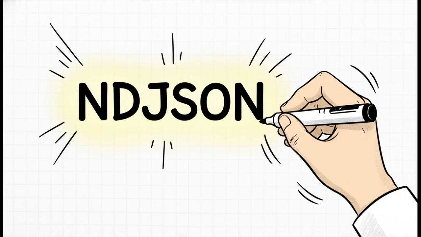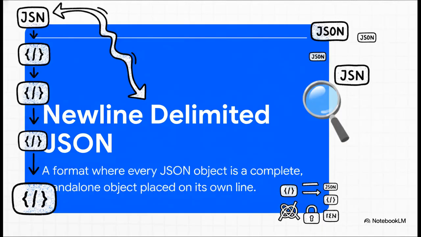See, the solution isn't some clever JavaScript trick. It's about choosing a completely different data format, one that was literally designed for streaming. So, what is NDJSON? It stands for New Line Delimited JSON, and the idea is just beautifully simple. Instead of one giant massive JSON array, it's a format where every single JSON object is a complete, valid thing all on its own, separated by nothing more than a new line character.